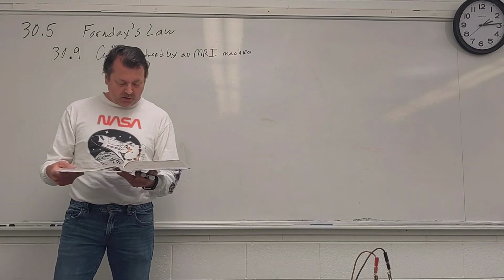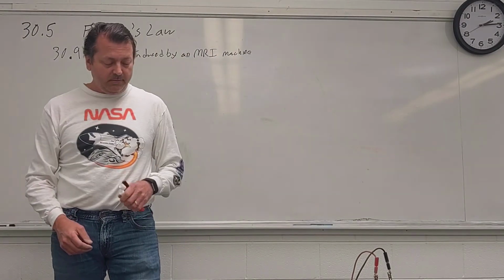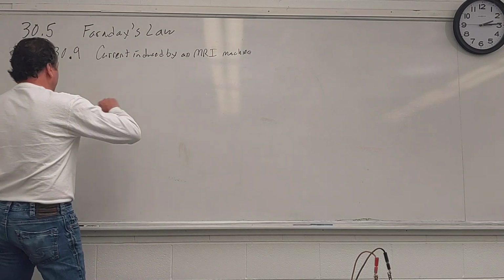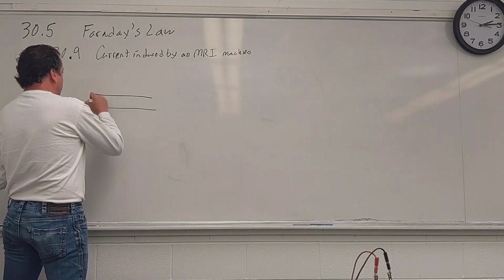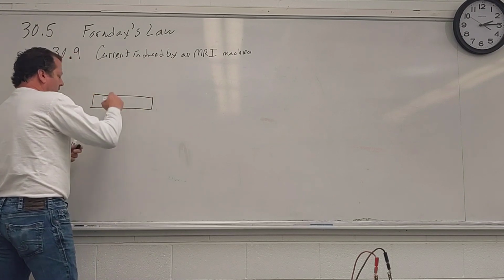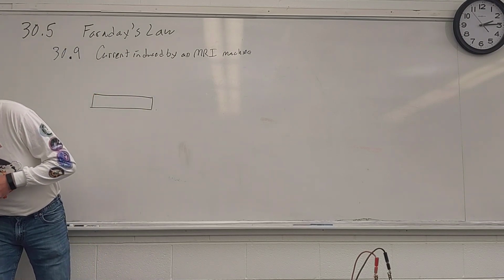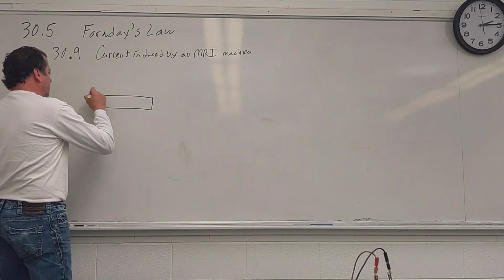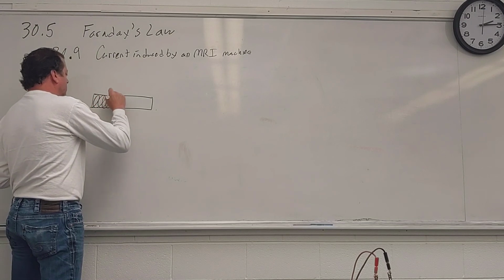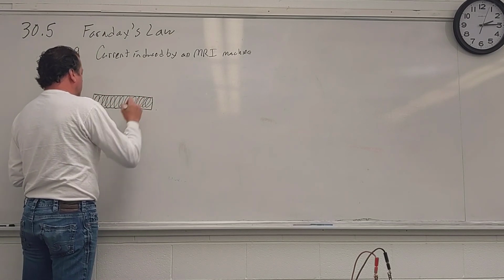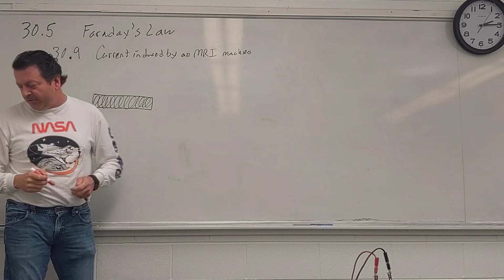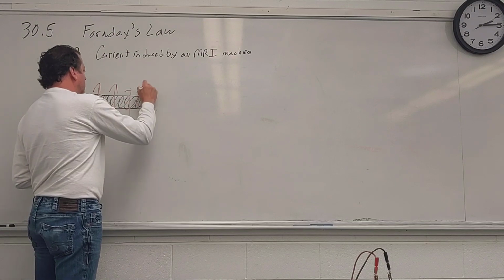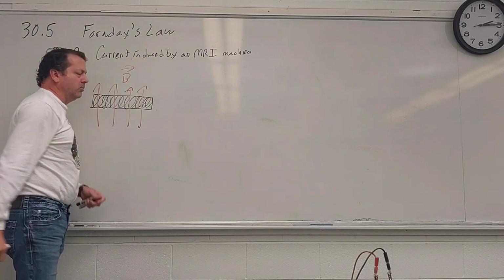Now, let's just go through the problem. All right, let's draw our picture. Here's our muscle. It's in a loop, so you can think of it as basically a loop here. Now we got the B field, according to the book. The B field is going to be doing like this. So you got a B field going through this loop.